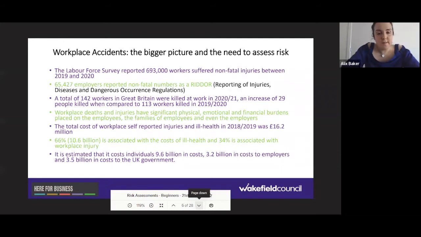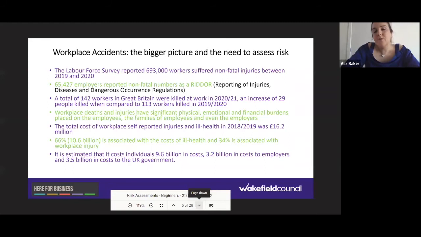Workplace deaths and injuries have significant physical, emotional and financial burdens placed on the employees, the families of employees and even the employers. The total cost of workplace self-reported injuries and ill health in 2018-2019 was 16.2 billion. 66%, 10.6 billion, is associated with the cost of ill health and 34% is associated with workplace injury. It is estimated that it costs individuals 9.6 billion, 3.2 billion in cost to employers, and 3.5 billion in cost to the UK government.